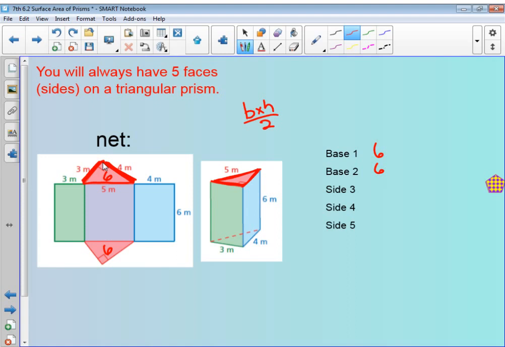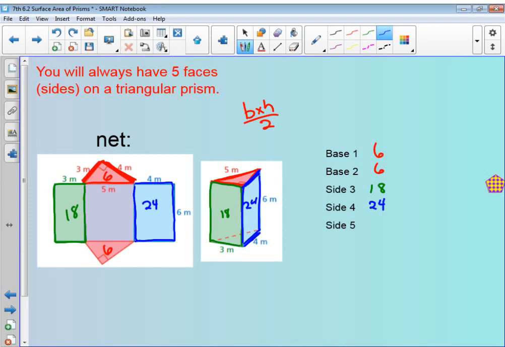Okay, now I have sides. So I've got this green side here that's actually 3, and then the height is 6. That's this one right here, 3 by 6. So 3 times 6 would give me 18 for this. My next side that I can physically see is this one right here, and that dimension is 4 by 6. I can see that on my 3-dimensional figure. I can also see it on my net. 4 by 6 is 24. And these are rectangles, so I don't have to divide by 2.